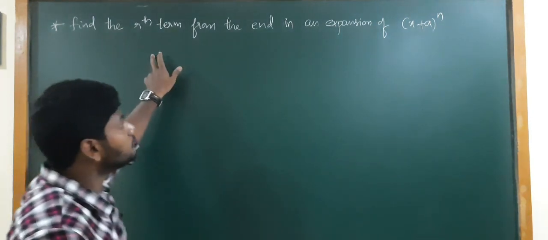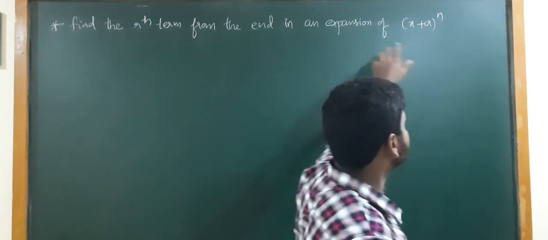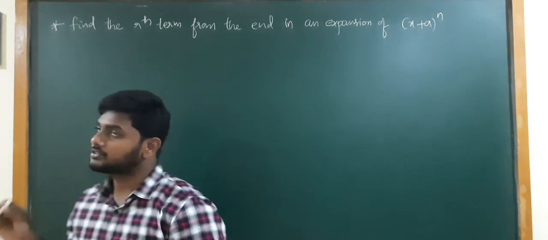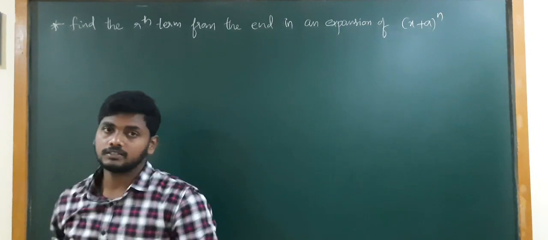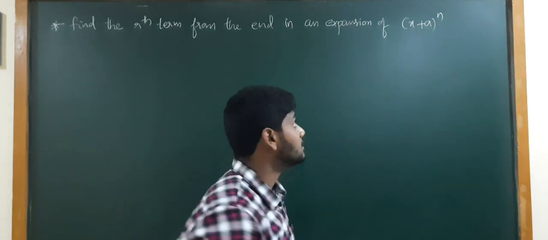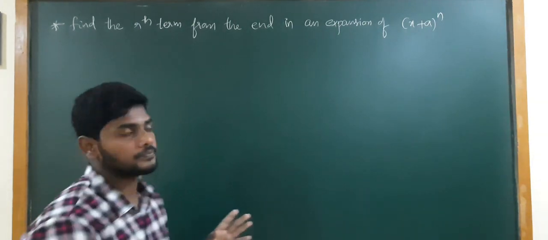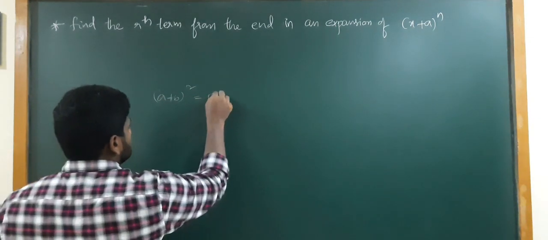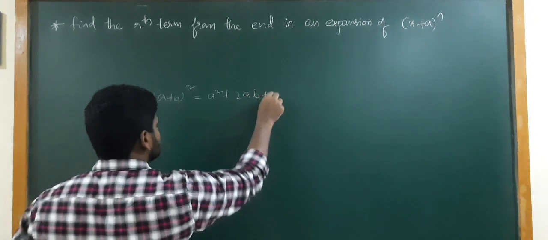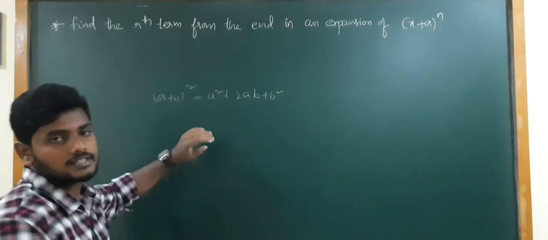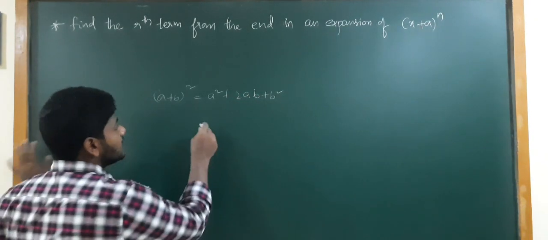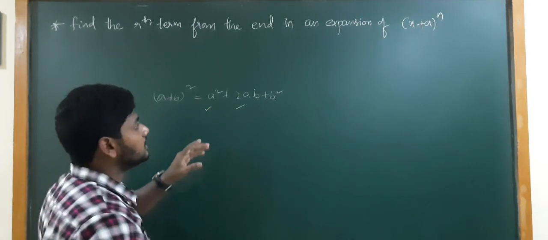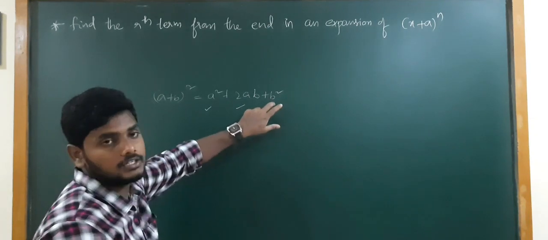Find the rth term from the end in the expansion of x plus a whole to the power of n. This question is slightly different from the previous questions. For example, in a plus b whole square, a square plus 2ab plus b square, in this expansion, if they ask to find the second term, this is the first term, this is the second term. If they want the third term, 1, 2, 3, this is the third term.